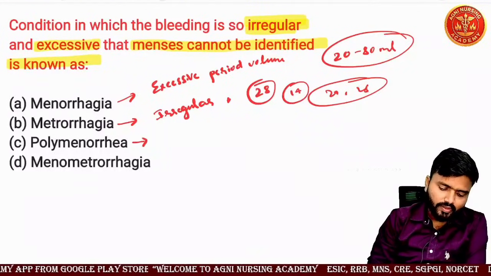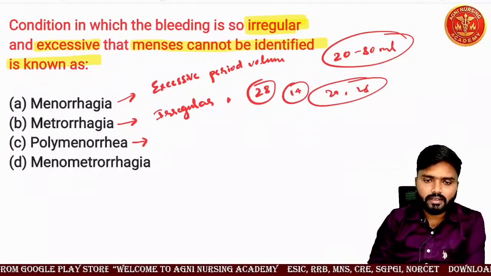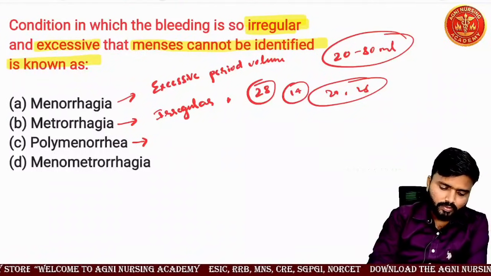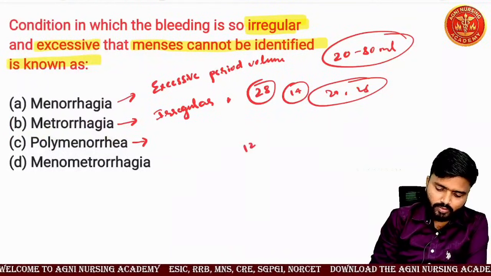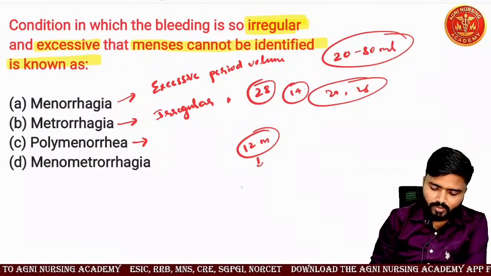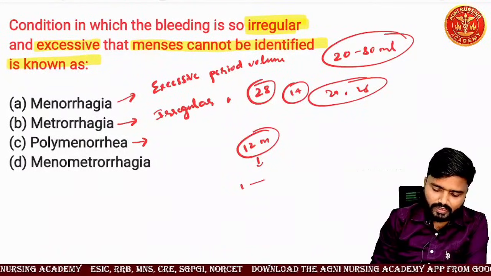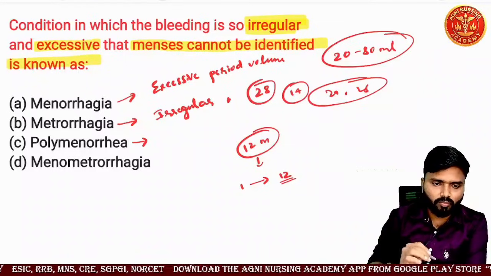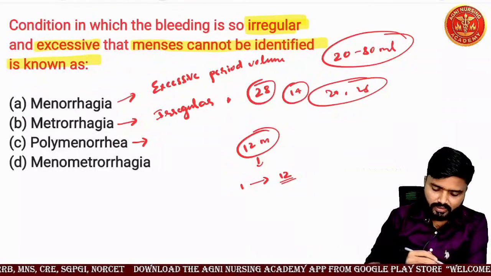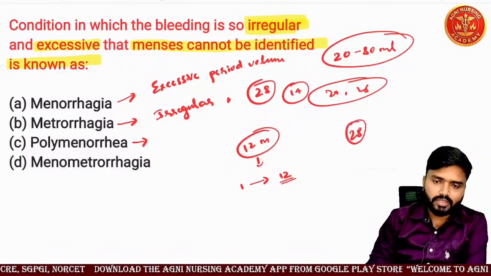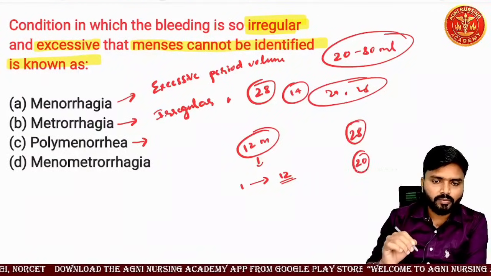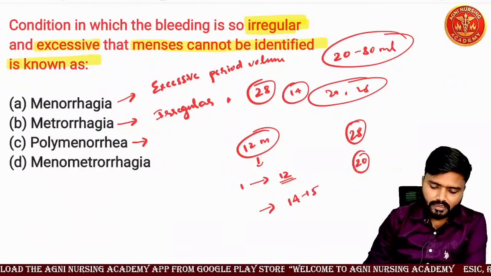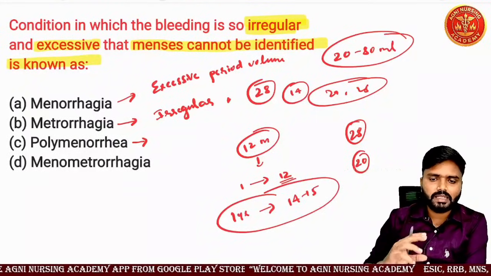And polymenorrhea means more in the cycles. For example, there are 12 months in a year, and every month you consider one cycle, so for 1 year you consider 12 menstrual cycles, and this is normal. But in polymenorrhea, the normal cycle is 28 days, but here the cycle will be only 20 days. Then 14 to 15 cycles will happen in only 1 year, so that condition we'll call polymenorrhea.